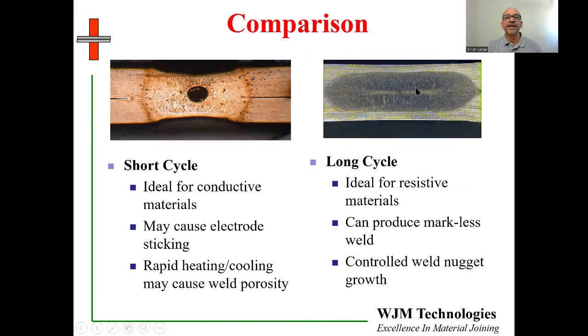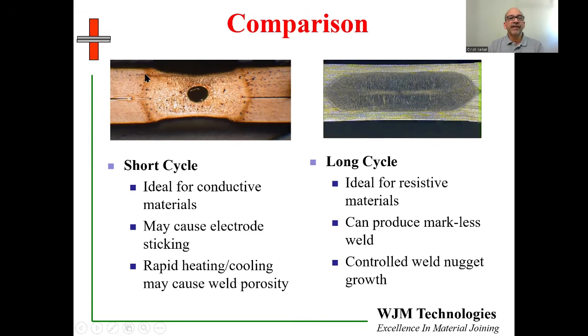Here I'm showing you a comparison between the two. Here on the left-hand side is what a cross-section would look like in a typical short cycle weld under certain circumstances. On the other hand, on the right, I'm showing you what a weld typically looks like from a long cycle weld. Again, these are representative ones. There are always some extremes where the appearance can be quite different.